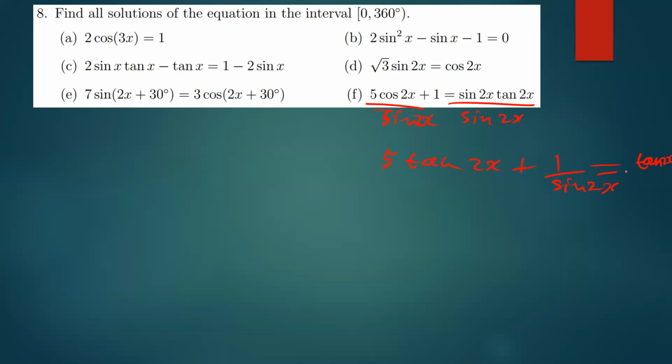But I think this is a simple question, because when you take this tan to the other side of the equal sign, you're going to have 5 tan 2x minus that, giving 4 tan 2x. The time is up, but this question is simple. You just need to simplify it, and after simplifying it, you find the solutions.